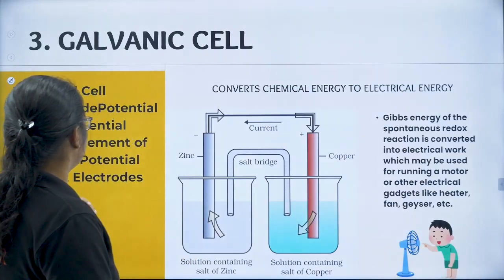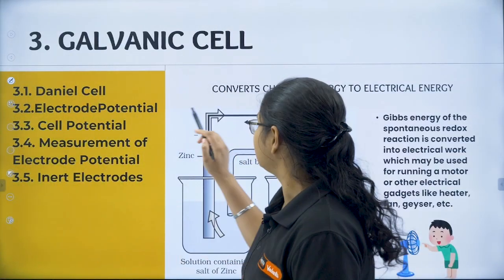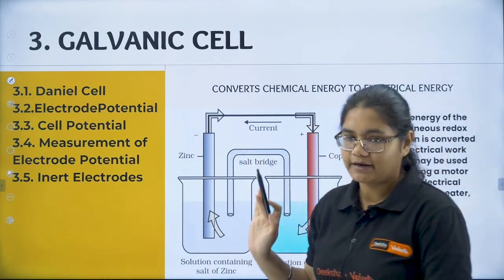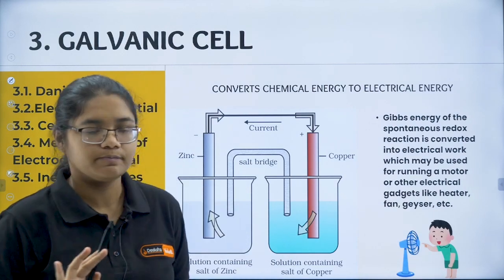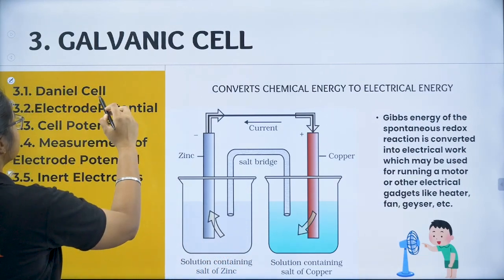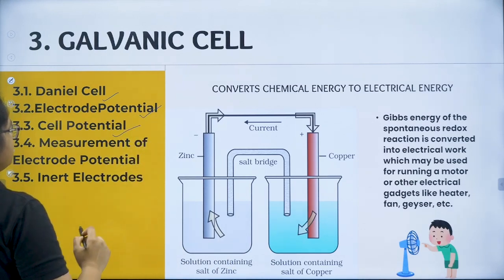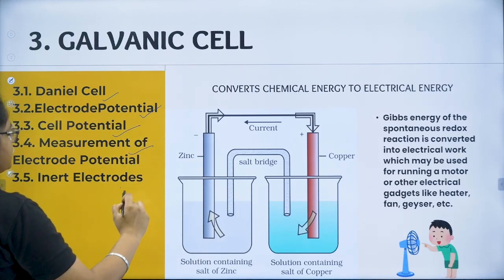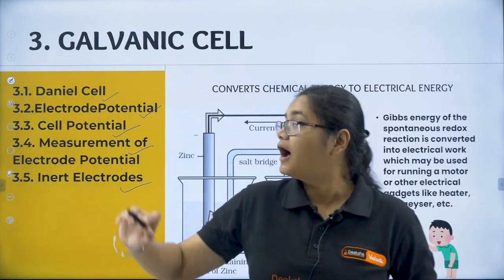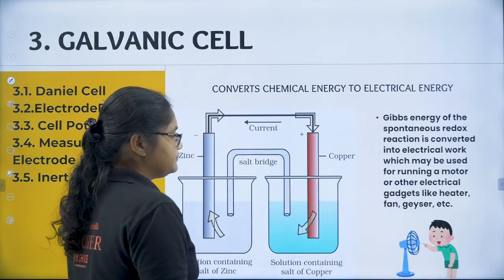Fine. Next we'll move to the galvanic cell. So the galvanic cell, as we have seen, converts chemical energy to electrical energy. This we have learnt, this we have understood. Now under the galvanic cell there are so many things that we will be talking about. First one is the Daniell cell, electrode potential, cell potential, measurement of electrode potential, and inert electrodes. So these are the 5 topics that we have under the galvanic cell. So first let us see.